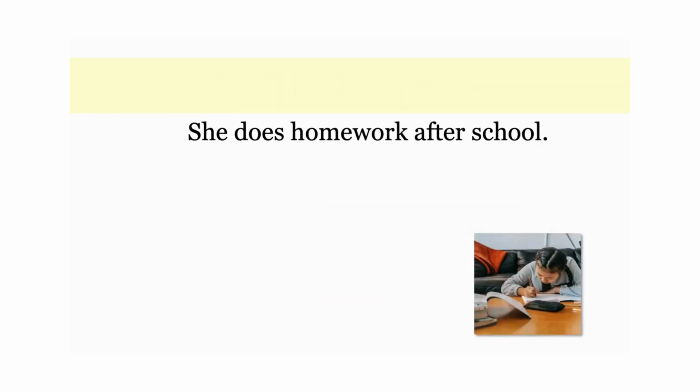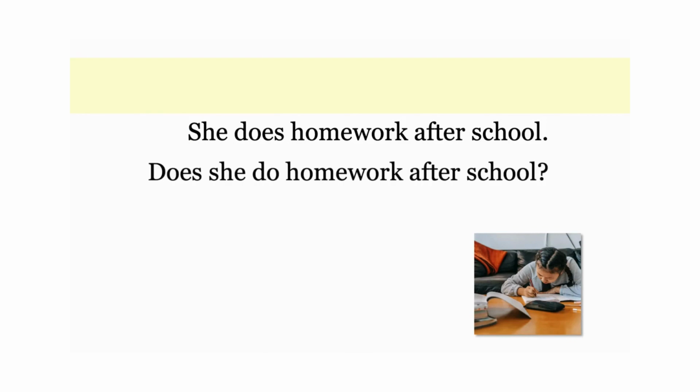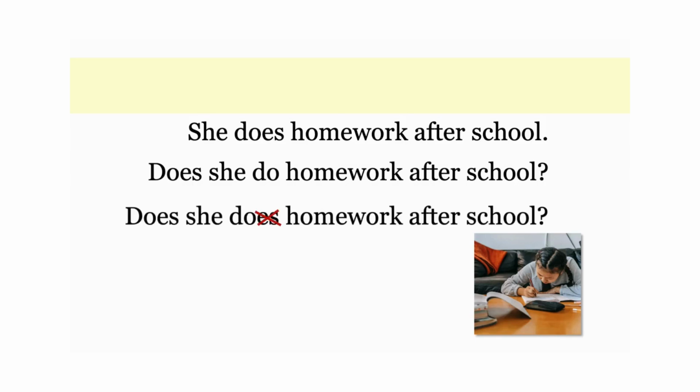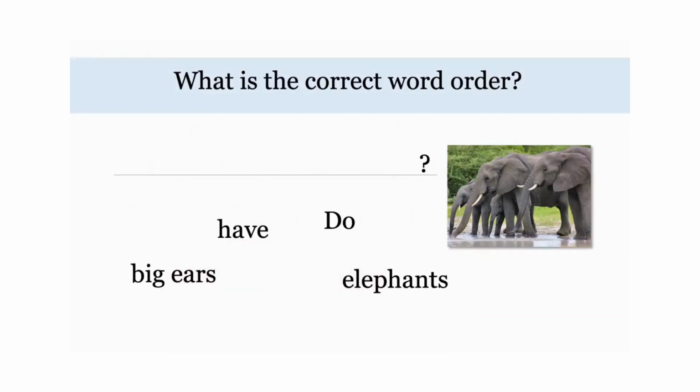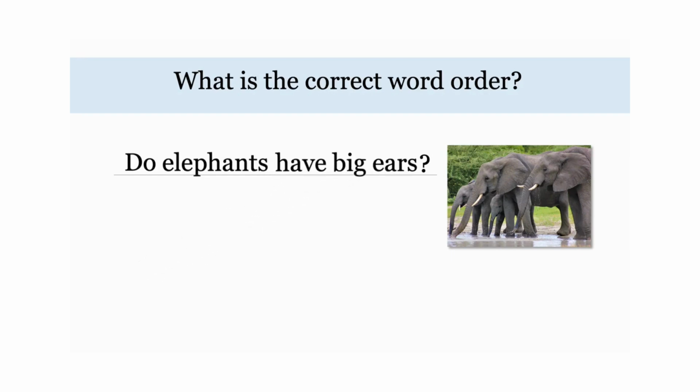Let's look at another example. She does homework after school. How do we make this a question? Does she do homework after school? Remember, when we form a question, we don't say does and does. We only need one S. You try. What is the correct word order to make a question? Big ears have do elephants. Do elephants have big ears? Yes, they do.